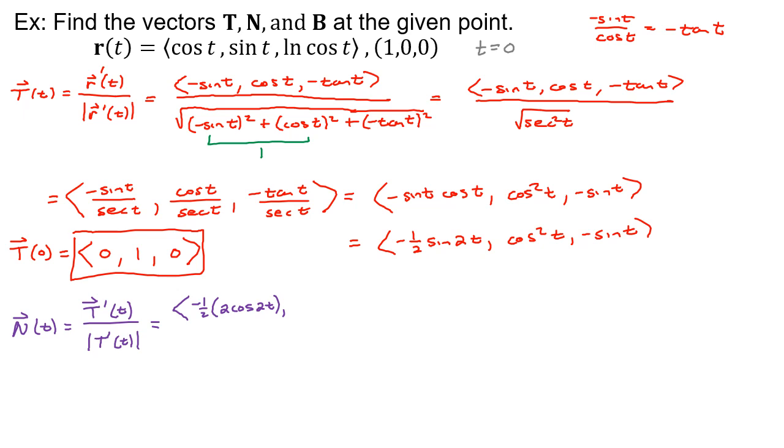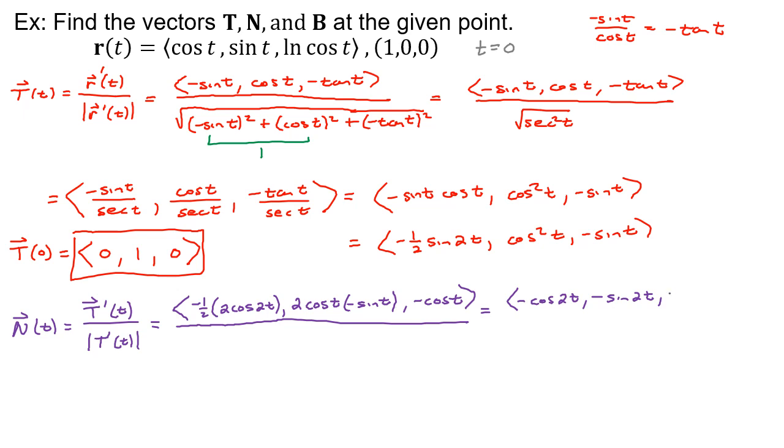Cosine squared, that's a power rule problem. You pull the 2 down, leave the inside the way it is, and multiply it times the derivative of the inside, which is negative sine. And then the negative sine t, sine just goes to cosine, and so you'll just end up with negative cosine t. So this is negative cosine 2t. The second one, 2 times sine times cosine, is also sine 2t, so this could be negative sine 2t and negative cosine t.